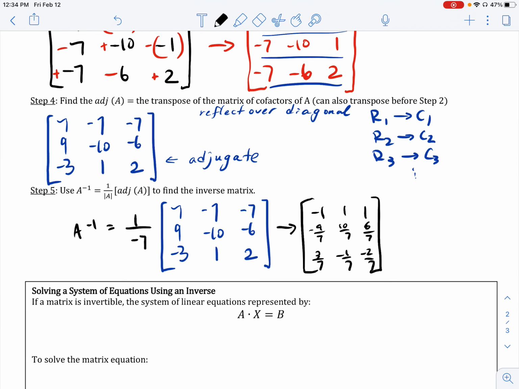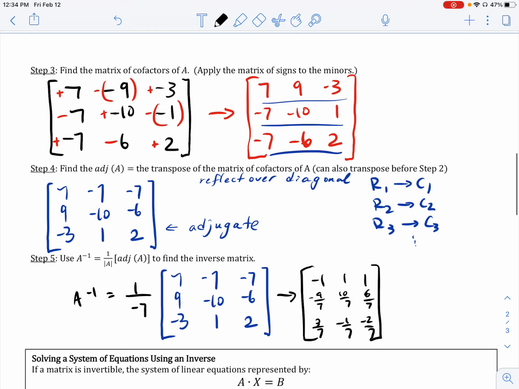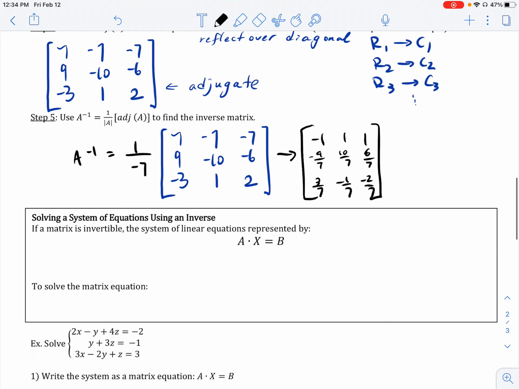So if your parents or your friends ask you, what is this lesson all about? You would say, oh, it's about finding the inverse of a square matrix. And we do that by multiplying the determinant reciprocal by the adjugate, which is simply the transposed matrix of cofactors. Really simple, right? I hope you got that sarcasm through the video.